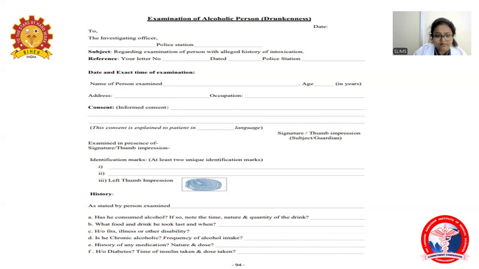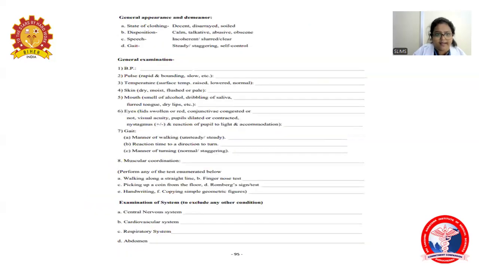And then any two identification marks. If the person doesn't have any identification mark, the left thumb impression can be taken. And then a detailed history of the consumption of alcohol, his food habits, the history of any other chronic illnesses, and any previous treatment history has to be noted down. And then the general examination.